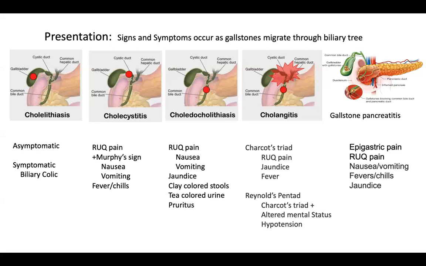If obstruction is not relieved, the infection can lead to sepsis, and the patient may present with Reynolds pentad, which, in addition to the Charcot's triad, includes altered mental status and hypotension. In gallstone pancreatitis, patients present with epigastric pain, right upper quadrant pain, and may have pain radiating to the back. Associated symptoms may include nausea, vomiting, fever, chills, and jaundice. Symptoms may be mild in pediatrics and spontaneously resolve with a passed stone.